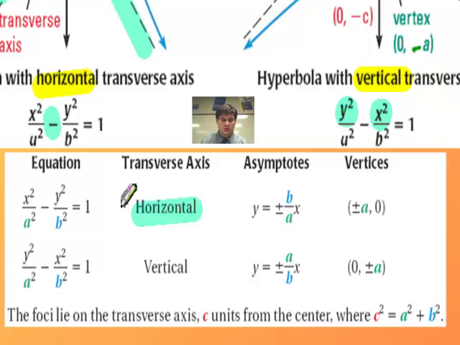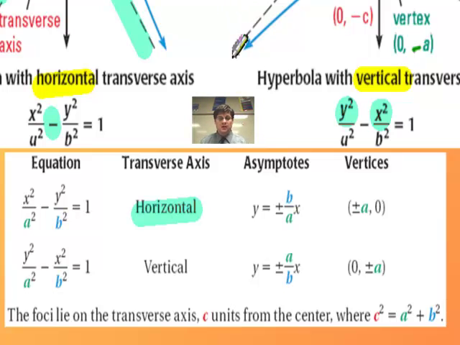And then on the vertical one, we're going to have our asymptotes, and as you notice here, the y and the x are switched. The asymptotes on that one are going to be different. It's going to be a over b. So a on top, b on the bottom. And then the vertices are at 0, plus or minus a.